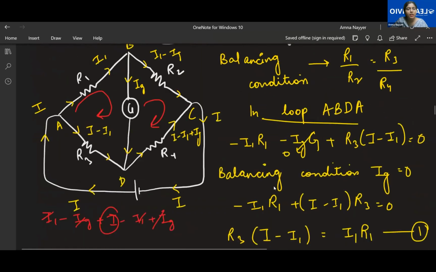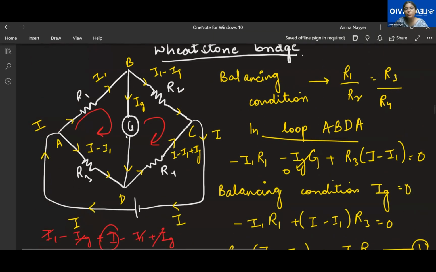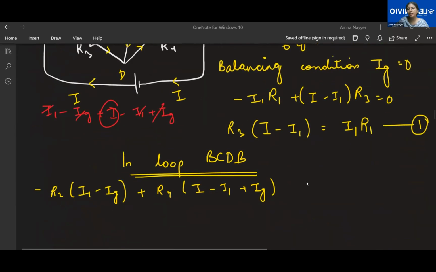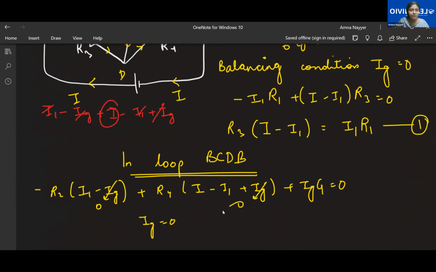Okay, Ali, you tell me, we are going from D to B. Should the voltage be positive or negative? Positive, because we are moving against the direction of current. Yes, so it will be plus Ig into G is equal to 0. I think that was required. Now let's make the value of Ig 0 because we are in the balancing condition. So this becomes 0, this becomes 0, this also. All the Igs are 0. See what is left now.